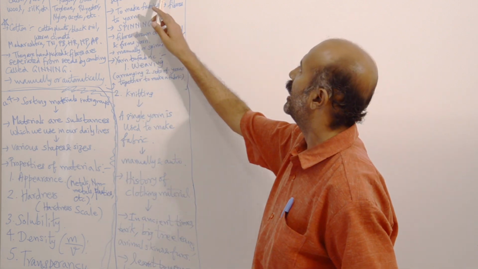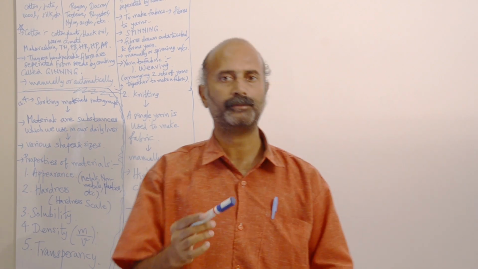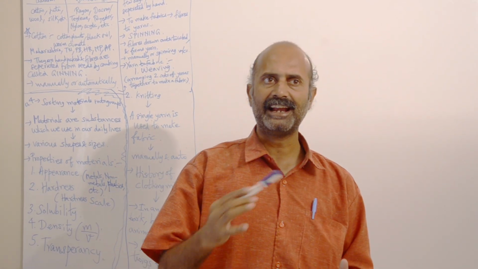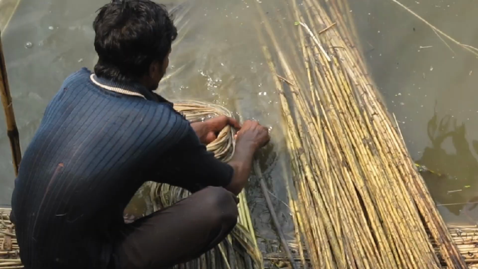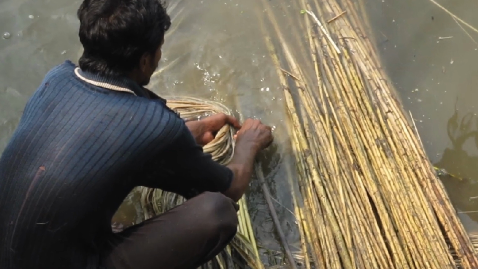So how do we get the jute fiber from the stems? It's slightly tricky. What you have to do is put the jute stems in water. You have to immerse them for a few days.